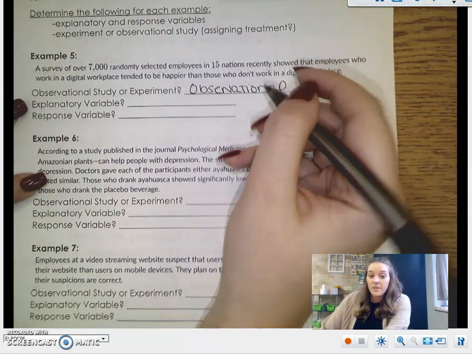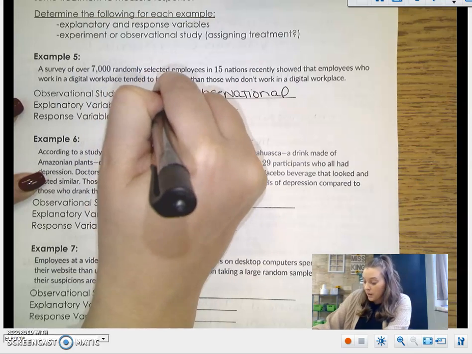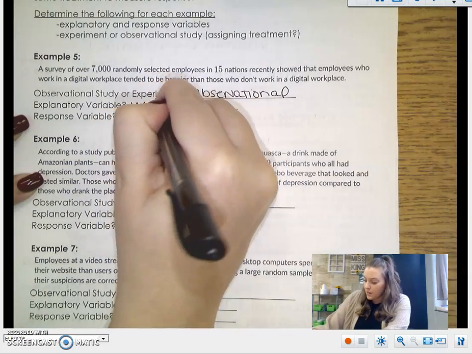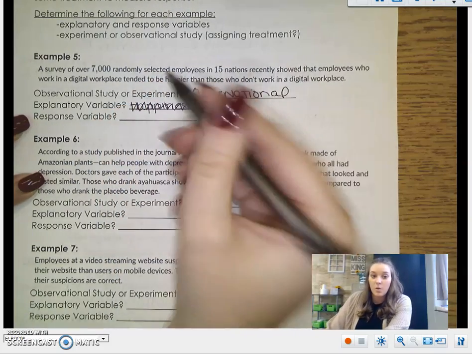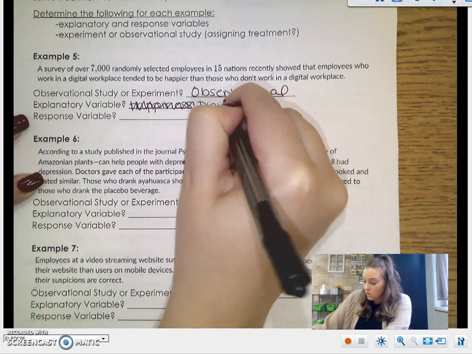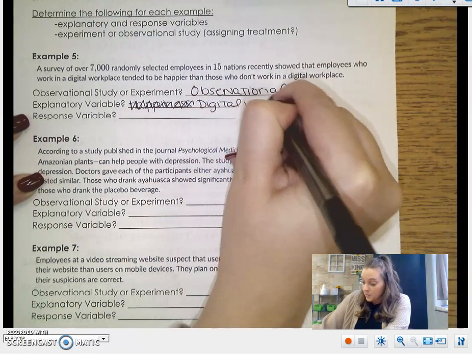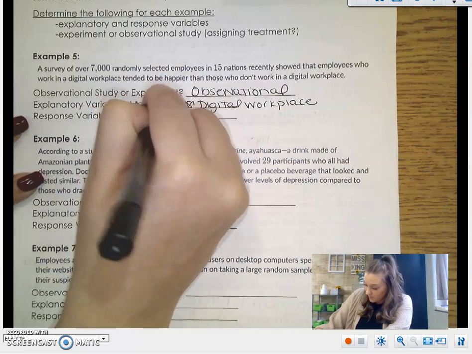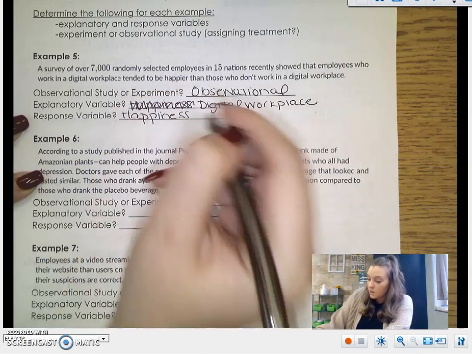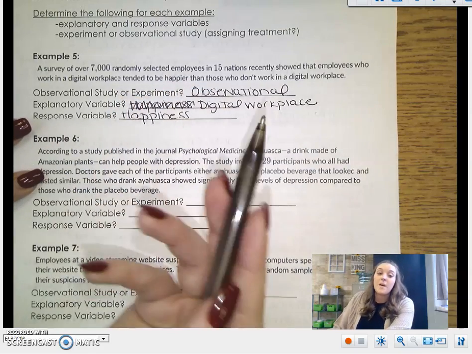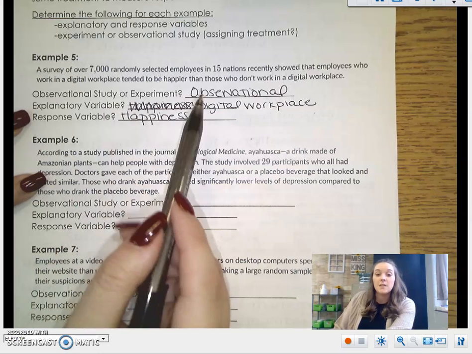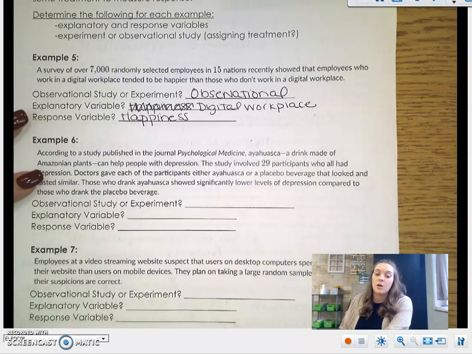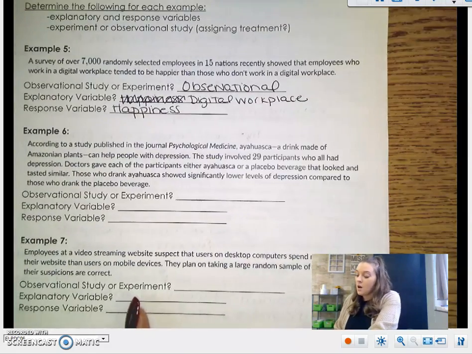Explanatory variable is going to be happiness. How happy were the employees? Oh, no. That's going to be your response variable. Your explanatory variable was the digital workplace. So the digital workplace explained happiness. I got ahead of myself there. So your response variable is always what they're measuring. Explanatory variable is the reason behind your response variable. It explains it.